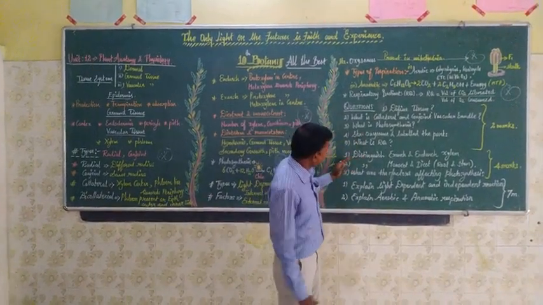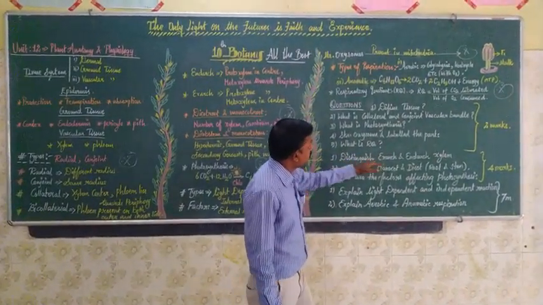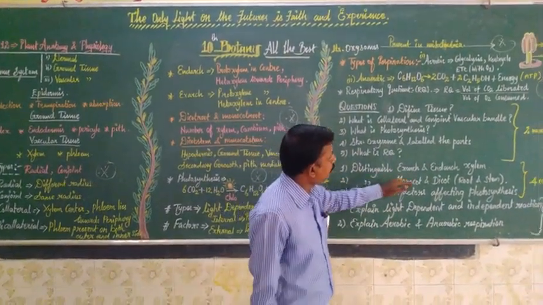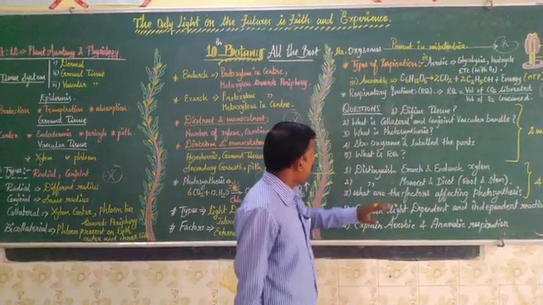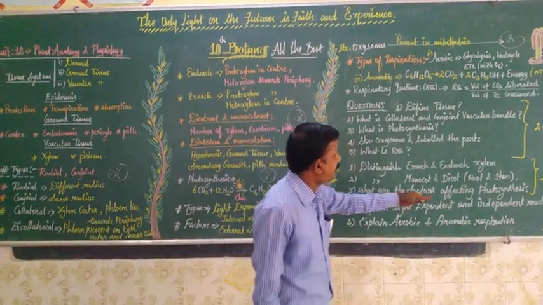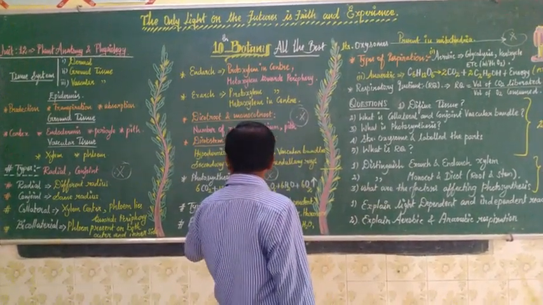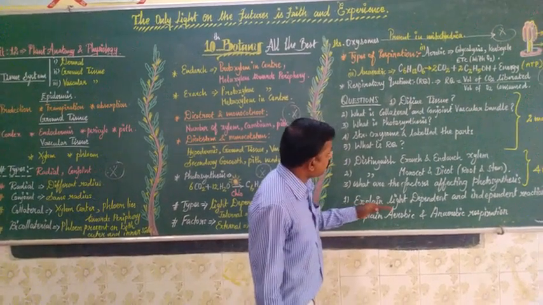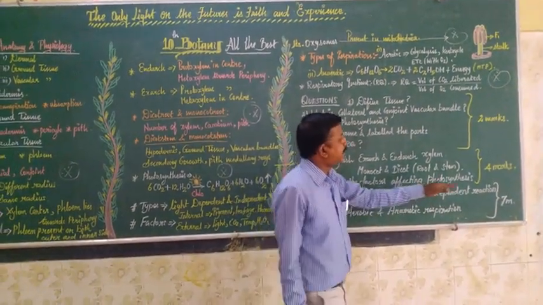Okay, next, 4 mark questions. Distinguish exarch and endarch xylem. Then distinguish monocot and dicot root. This is a very important question. Then what are the factors affecting photosynthesis? Let's discuss the external factors and internal factors. Then explain light dependent and light independent reactions.